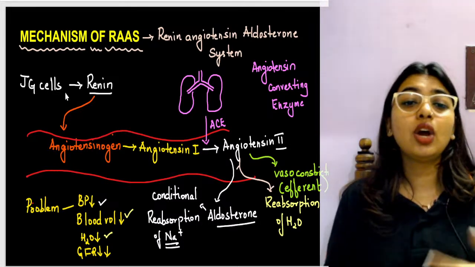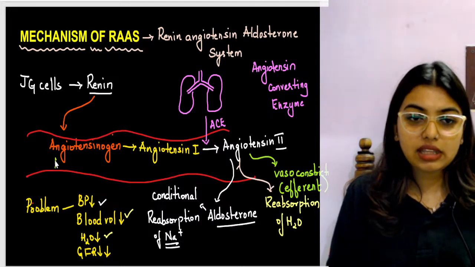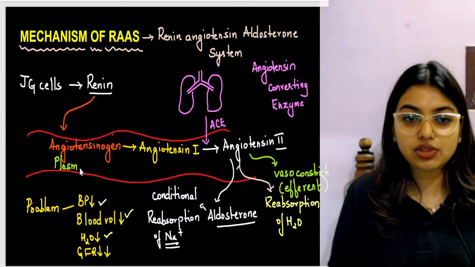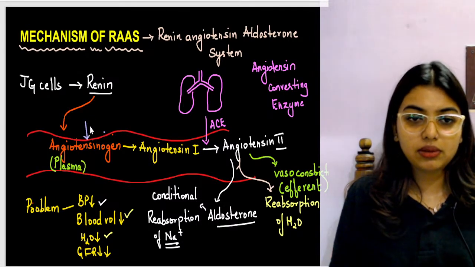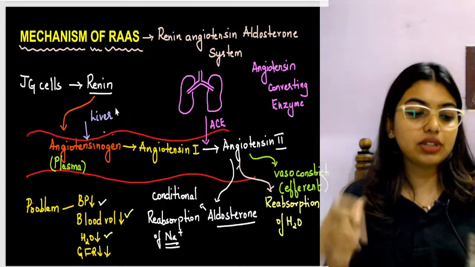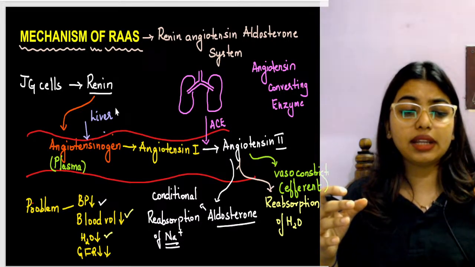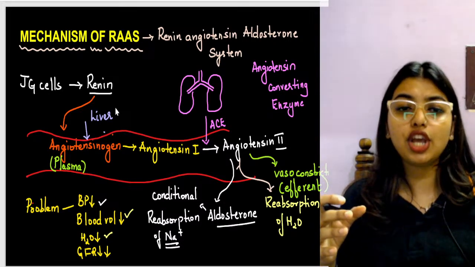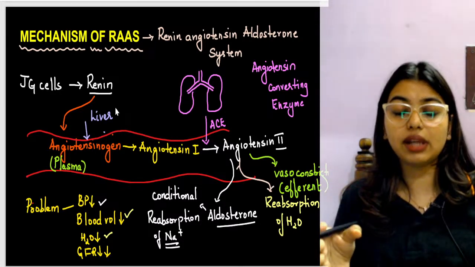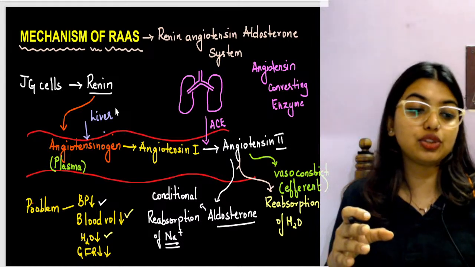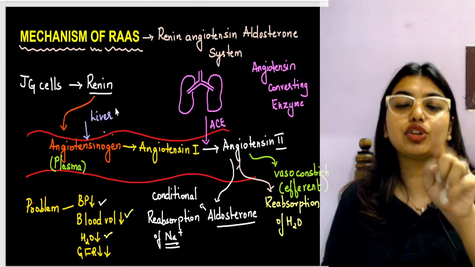Now renin will be like, okay, I will fix the issues, but renin cannot directly fix the issues. So in the plasma there is going to be angiotensinogen which is formed by your liver. Angiotensinogen is actually formed by your liver. So angiotensinogen will be converted to angiotensin 1. Angiotensin 1 will be converted to angiotensin 2 with the help of ACE enzyme, that is angiotensin converting enzyme, which will be taken from the lungs.